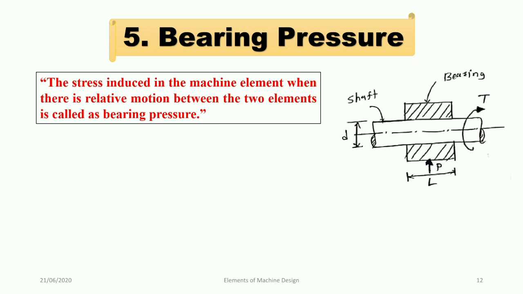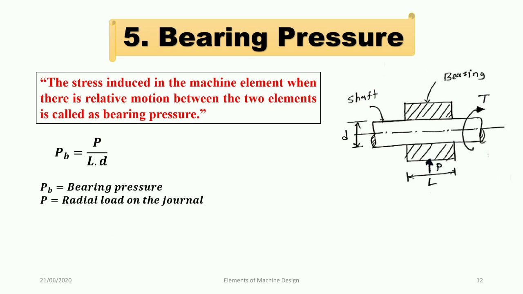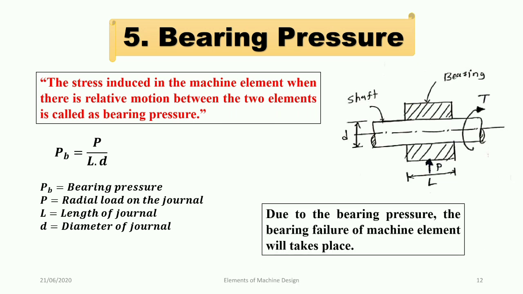See the diagram showing a journal bearing. The length of the journal in contact with the bearing is L, and P is the radial load applied on the journal. D is the diameter of the journal, and the equation for bearing pressure is Pb is equal to P divided by L d, where Pb is the bearing pressure, P is the radial load on the journal, L is the length of the journal, and d is the diameter of the journal. And due to the bearing pressure, the bearing failure of the machine element will take place.